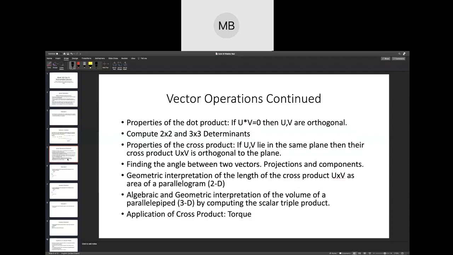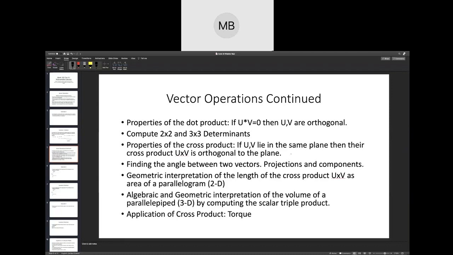All right, so we have more properties. So properties of the dot product: if u dot v is 0, then u and v are orthogonal. That's important because orthogonal means perpendicular, so that could be 2D or 3D vectors. If you take their dot product and it's 0, then the two vectors are orthogonal, meaning they meet at a 90-degree angle. We want to be able to compute 2 by 2 and 3 by 3 determinants. This will become important as we move through and talk about normal vectors, among other things.